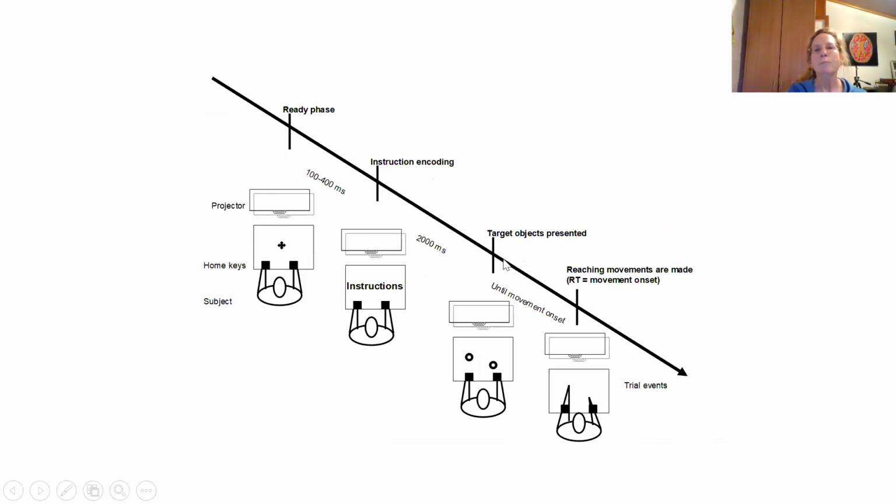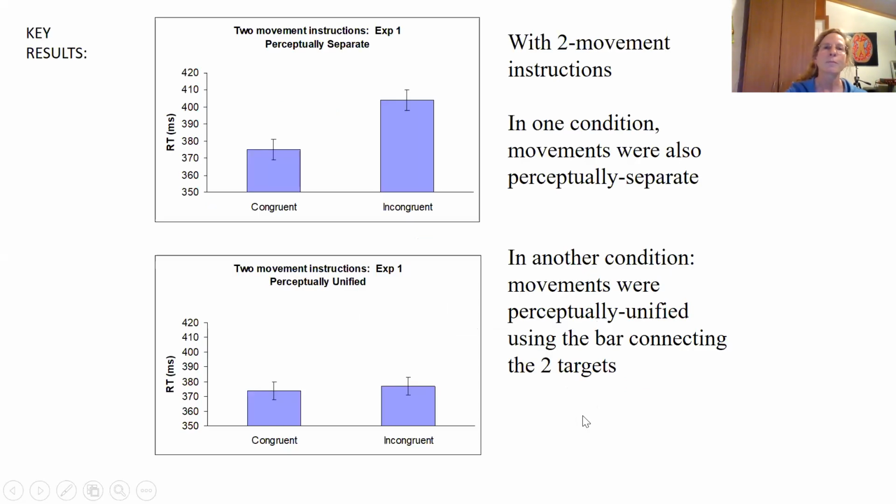And the targets appear here on the desktop surface. They're projected from a projector above, and people then are to begin to move as soon as they can, and we look at reaction time, which is the time from when those targets are presented to when a person begins to move. Well, what you can see here is that when we have separate instructions in the baseline case, we again get the standard effect. The congruent trials are faster than the incongruent trials, and that's quite a large difference there.